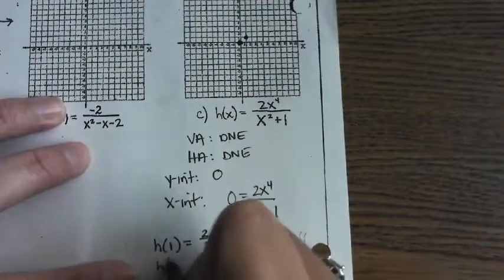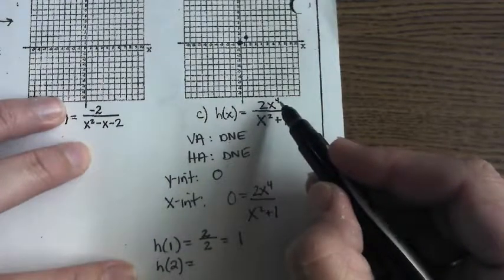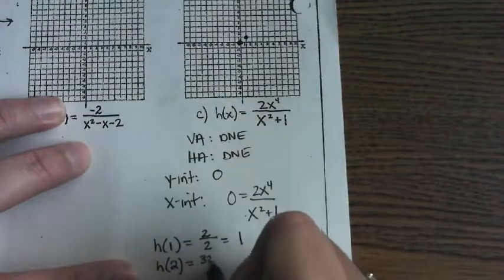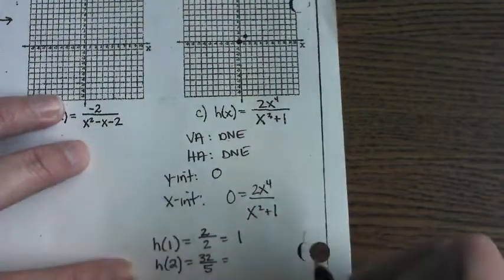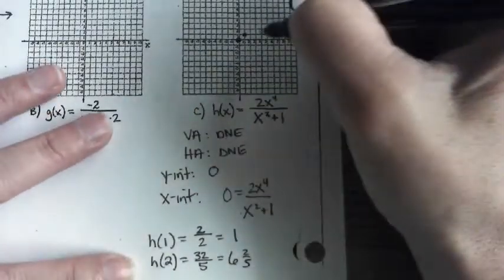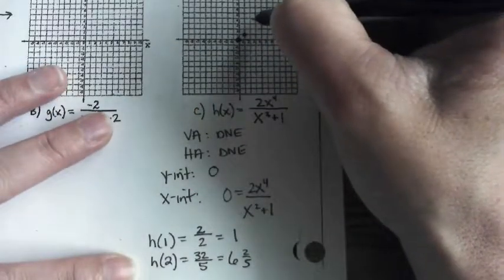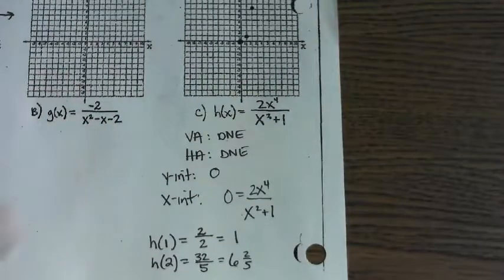How about h of 2? If I plug in 2, 2 to the 4th power is 16, times 2 is 32. 2 squared is 4, plus 1 is 5. This one gives me 6 and 2/5. So 6 and change.